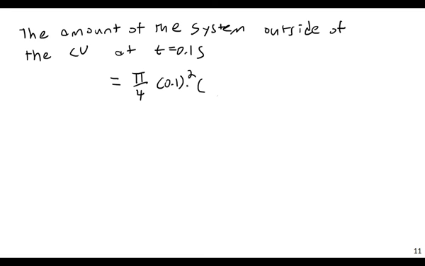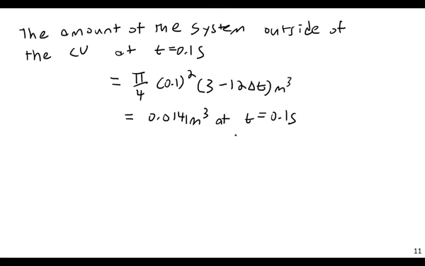And so then this is times 0. So this is the cross-sectional area times a length. So really all I'm doing here is finding volume. Minus 12 delta T, all of this in meters cubed. So this is the volume outside the control volume, the volume of the system outside the control volume. And this is 0.0141 cubic meters at T equals 0.1 seconds.